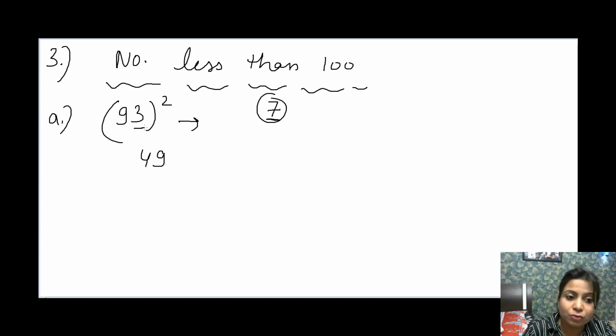And we have to subtract here 7 because it is less than 100. In the previous trick we added, here we will subtract. So 93 minus 7 is 86, and 49. So this is the square of 93: 8649.